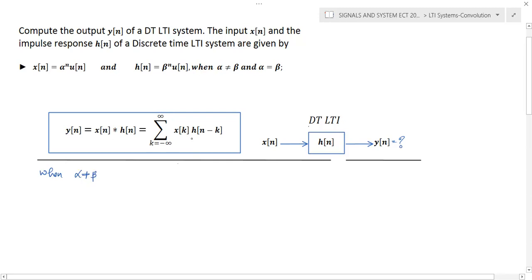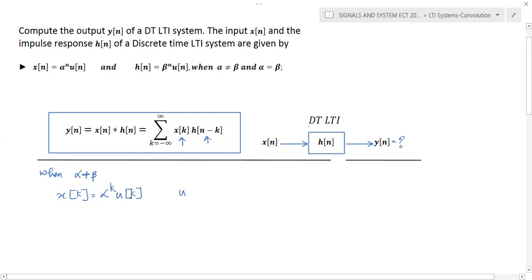If you observe this particular equation, you can see that the convolution sum equation is sigma k is equal to minus infinity to infinity x of k into h of n minus k. Here we require x of k and h of n minus k. But in the question, it is given x of n. So first we can find out x of k, by simply replacing n with k. So we'll get alpha raised to k into u of k.